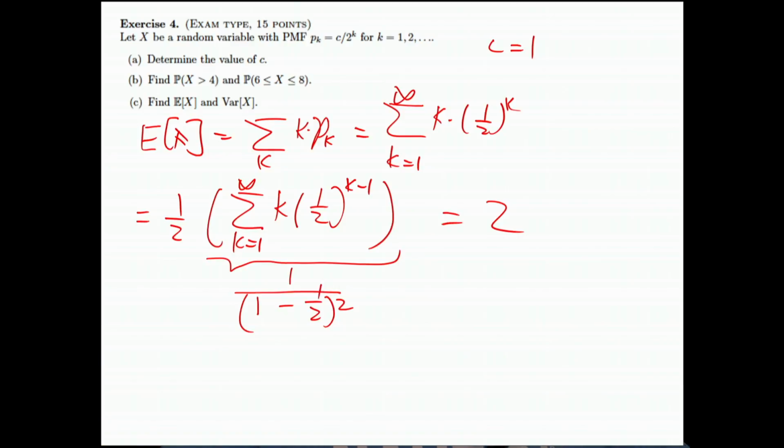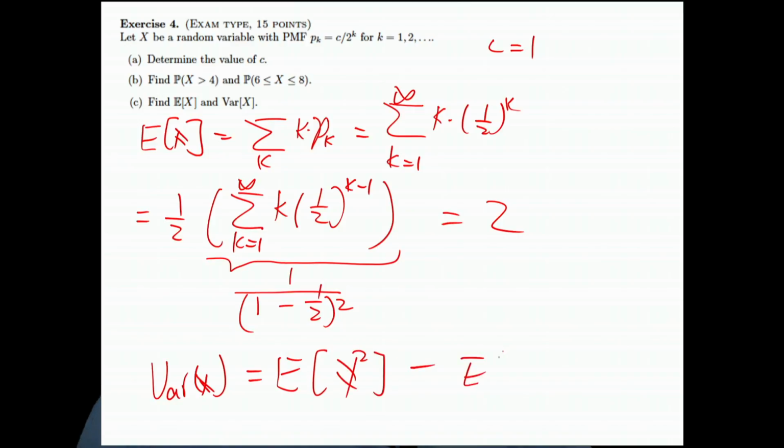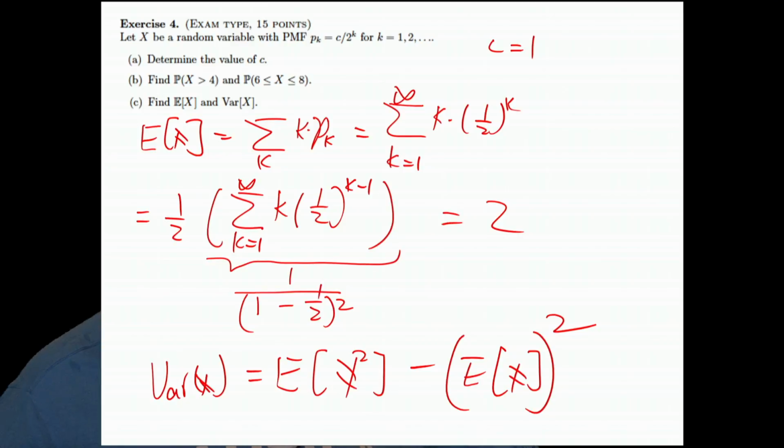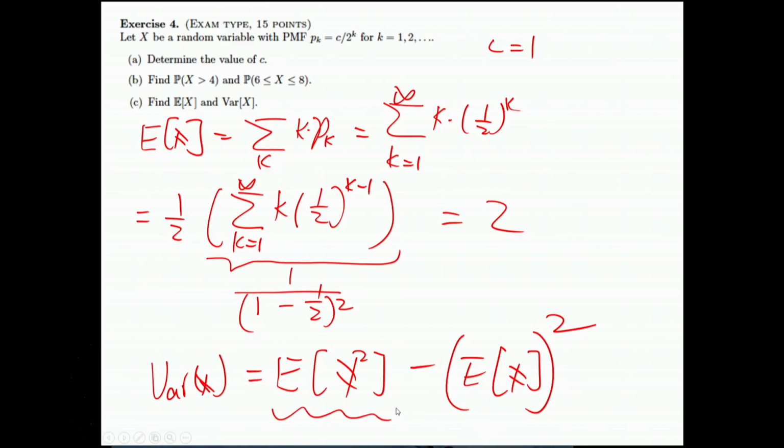Now we want to find the variance of X. The variance of X is the expectation of X squared minus the expectation of X, squared. So we need to find the expectation of X squared.